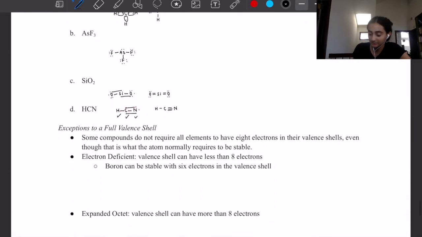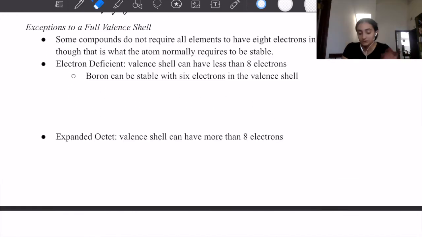So those are examples with basic Lewis structures. There are some exceptions to elements that require a full valence shell in order to be stable. There are both electron deficient elements and expanded octet instances. And this doesn't necessarily mean that the elements included in these categories can't have 8 valence electrons, but it means that they can be stable with more or less as well.